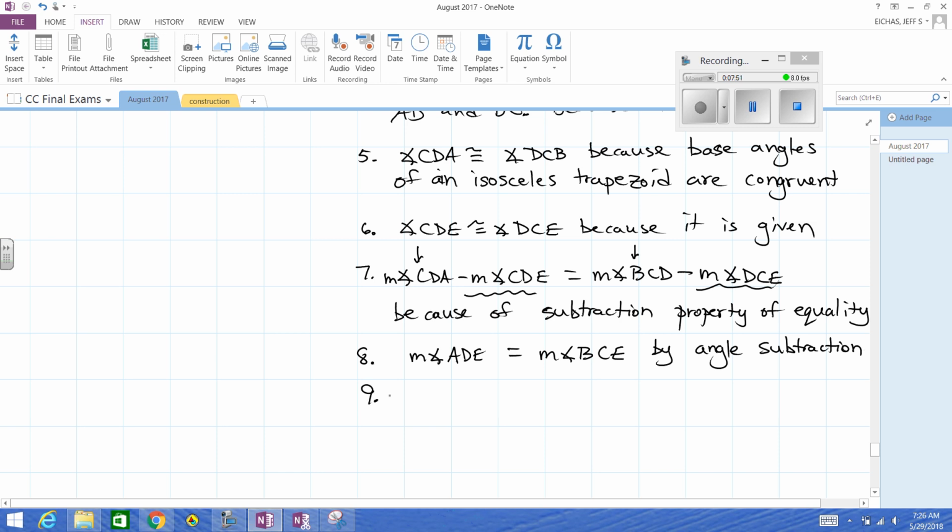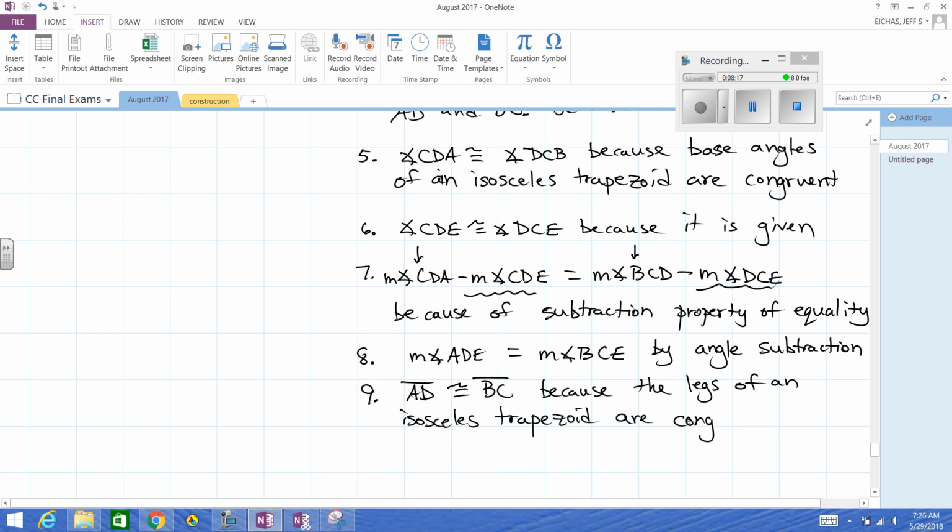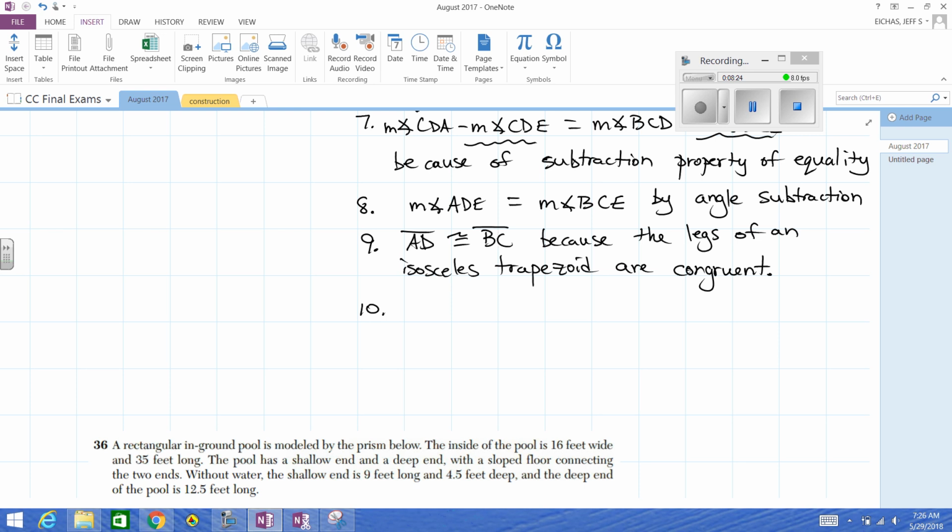All right, now we have two pairs of angles that are congruent. Now we go for the pair of sides. It's pretty easy. AD is congruent to BC. That's because the legs of an isosceles trapezoid are congruent. All right. We're almost there. Now we have the triangles are congruent. Okay, so we have triangle ADE is congruent to triangle BEC by the angle-angle side triangle congruence theorem.